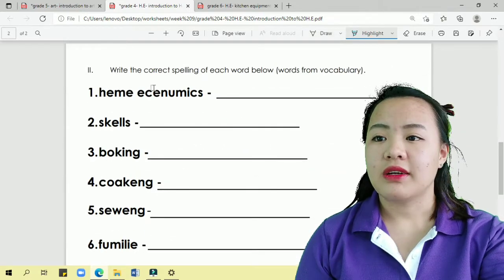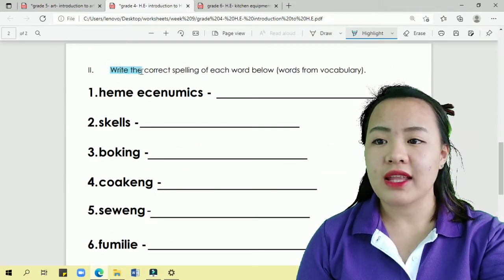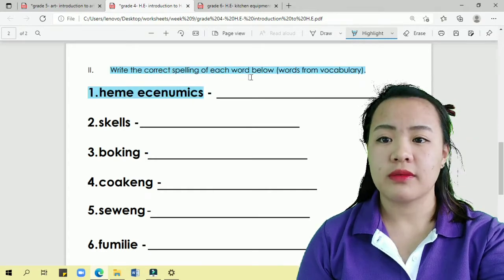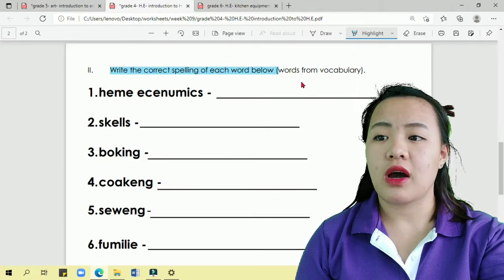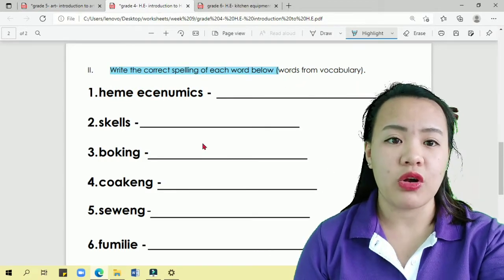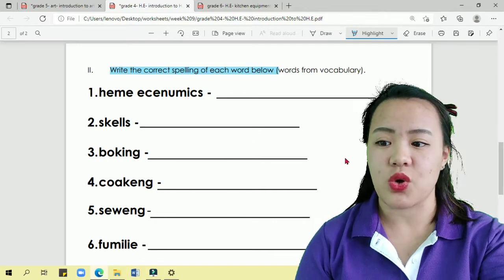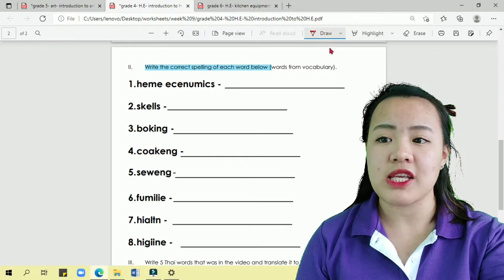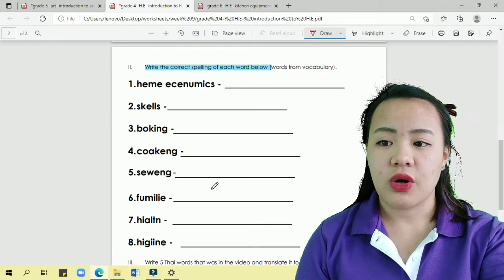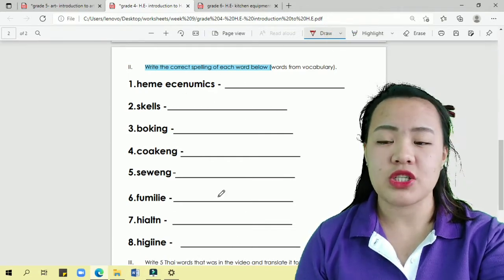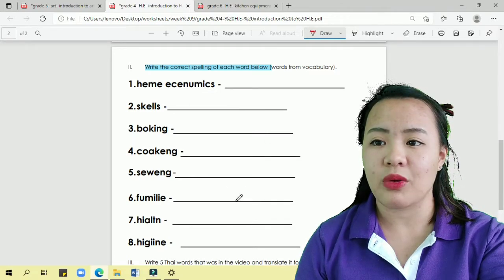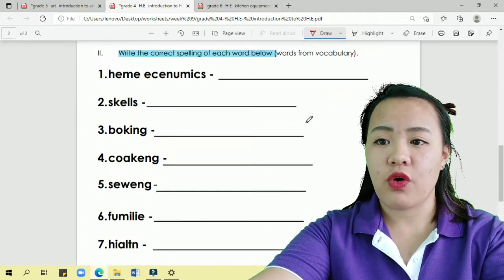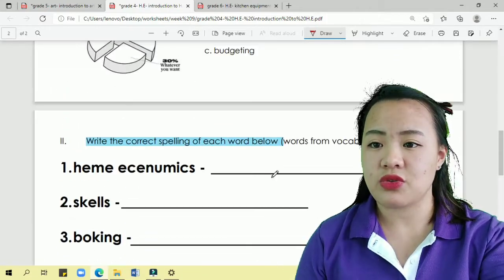Next, write the correct spelling of each word below. What are these words? These words are from your vocabulary. I want you to write the correct spelling of each word. Let's try to answer number 1. What's the correct spelling of home economics? Let's write here.